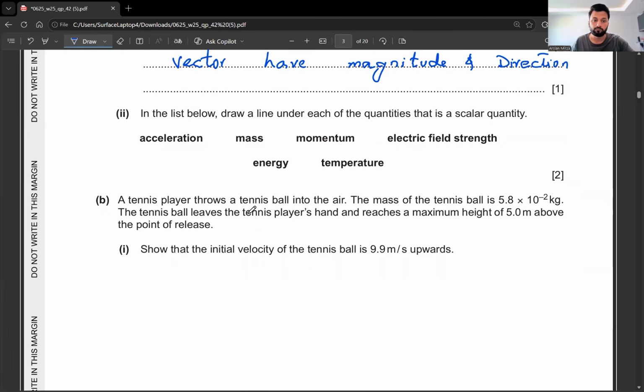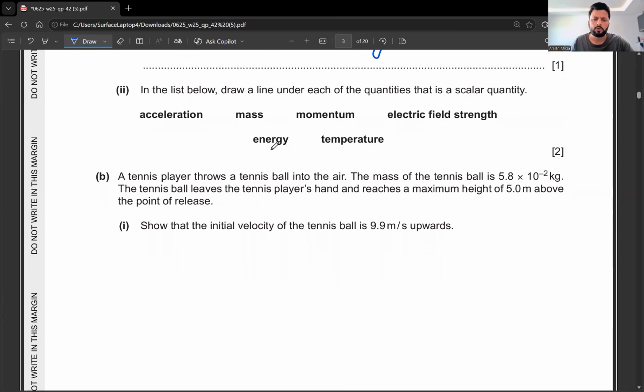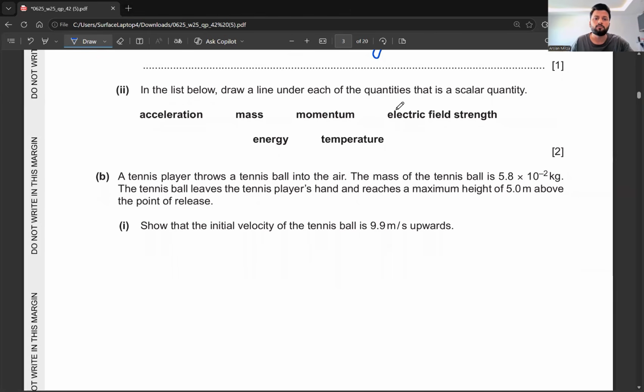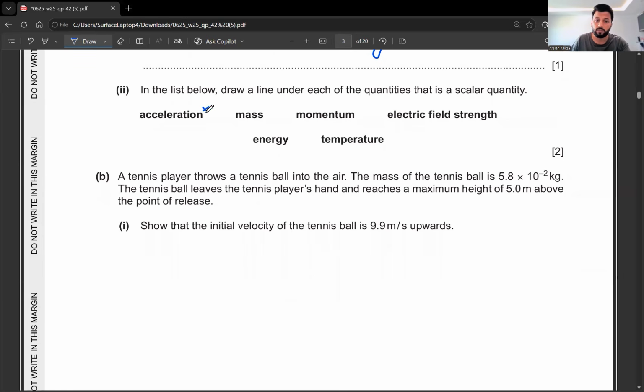Question two. In the list below, draw the lines under each of the following that is a scalar quantity. So scalar quantities, let's revise it. Which have only magnitude. So if you see the first one, this is acceleration. This is vector quantity because rate of change of velocity. Velocity is vector, so acceleration is vector quantity. Second one is mass. Yes, mass is a scalar quantity.